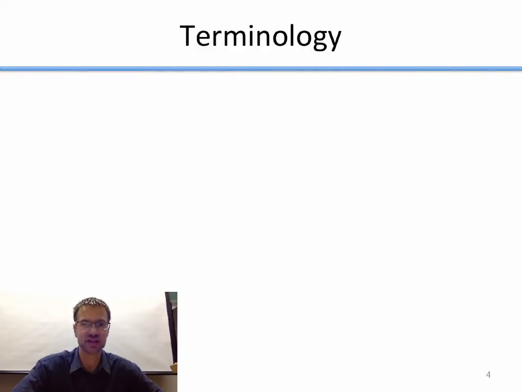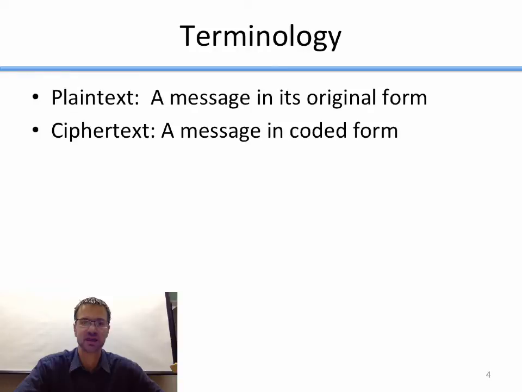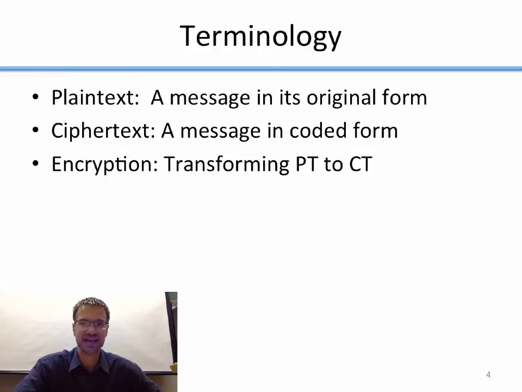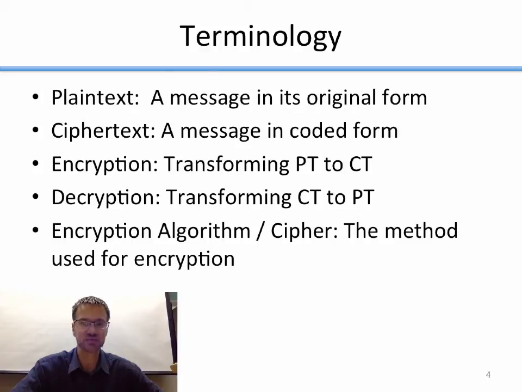Some additional terminology would be plain text. The word plain text means a message in its original form, and the term ciphertext means a message in its coded form. Encryption is the process of transforming a plain text message into a ciphertext message. Decryption is the reverse, transforming a ciphertext message to a plain text message. And an encryption algorithm or a cipher is the method that I'm using in order to perform the encryption. Don't worry, we'll do plenty of examples of all of these things.